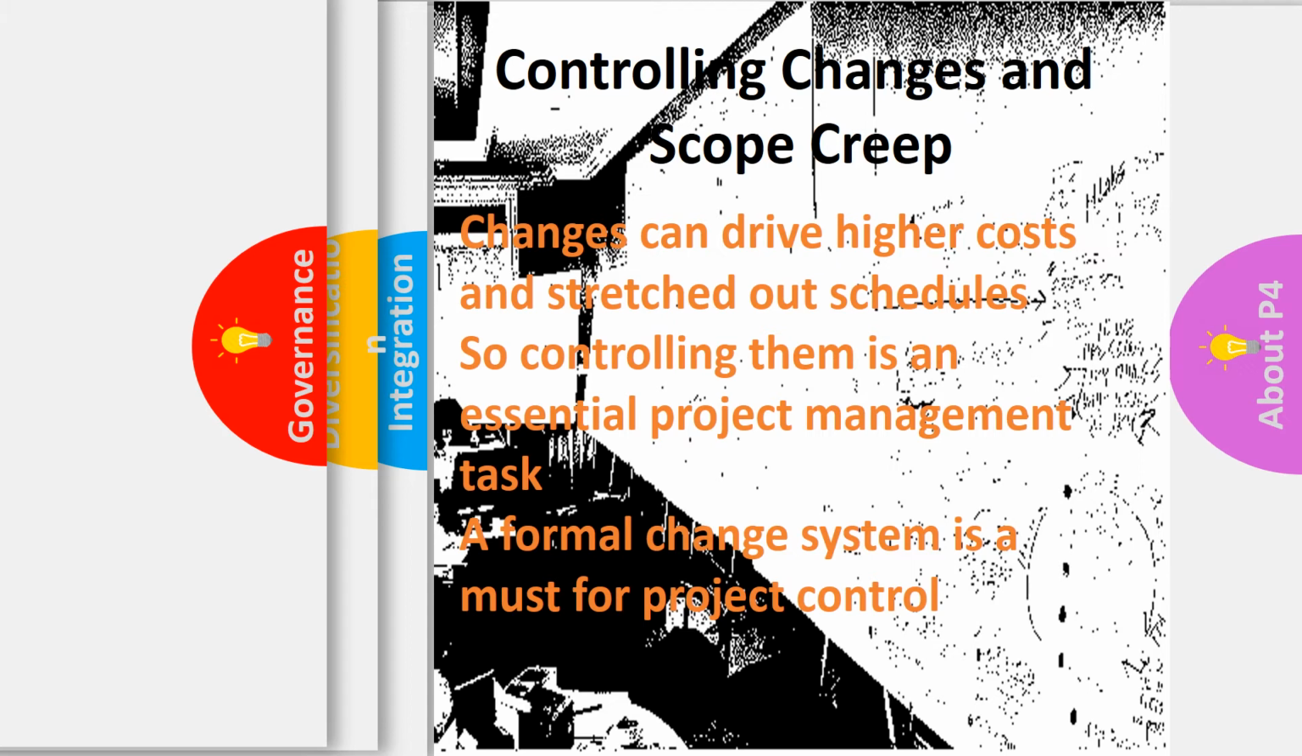Again, we mentioned this before, controlling changes and scope creep. Changes can drive higher costs and stretched out schedules, so controlling them is an essential project management task. So you must have that formal change system in place, and it must be approved. Once you get the approval and the right stages signed off by people, then that is approved and worked into the whole structure, and then you can explain why it's costing more and why it's taking more time.